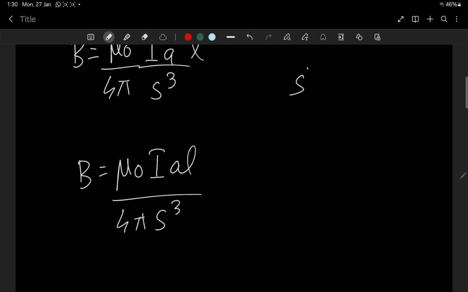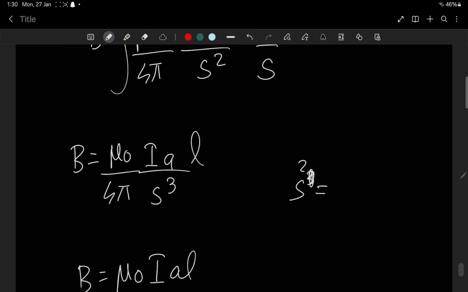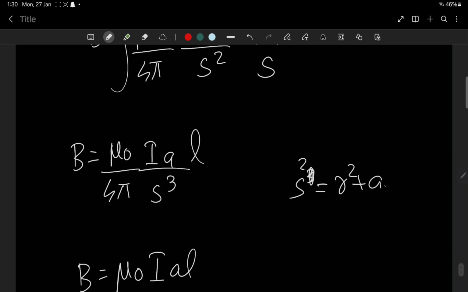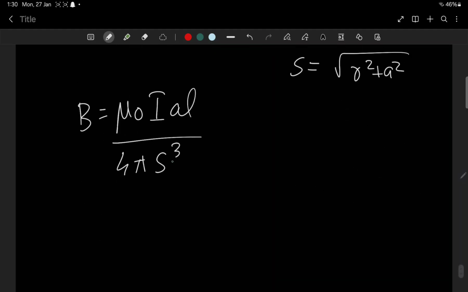Now how to write this s cube? From the figure, s square is equal to r square plus a square, so s can be written as root of r square plus a square. Whole cube, so s cube is r square plus a square raised to 3 by 2. We substitute it here.